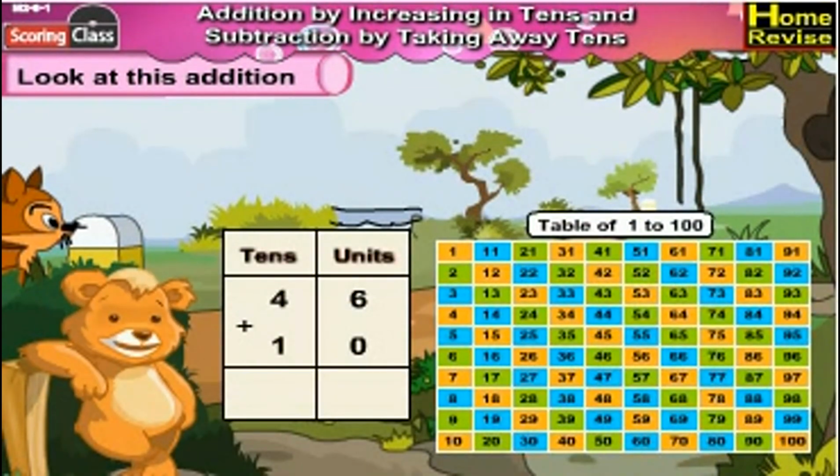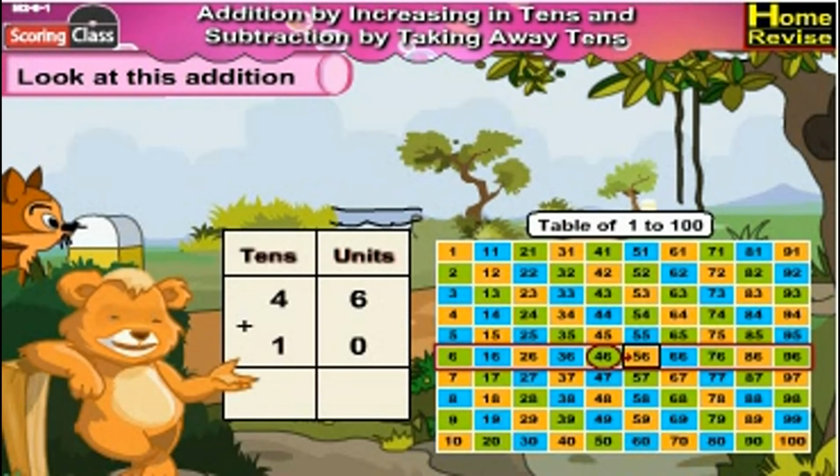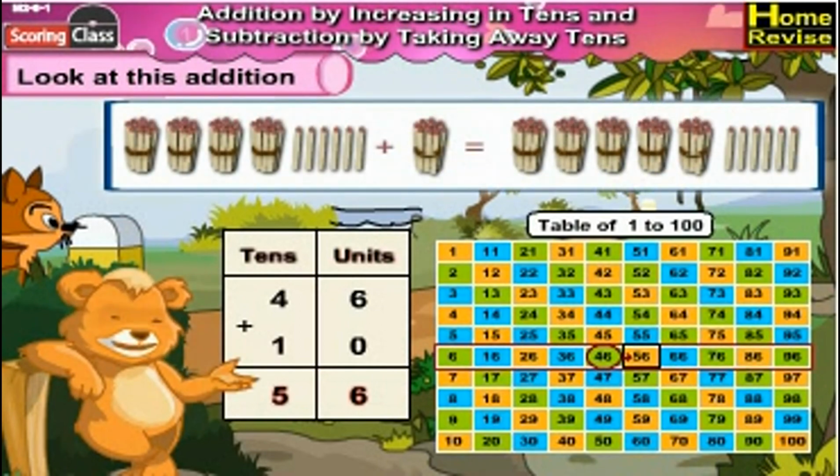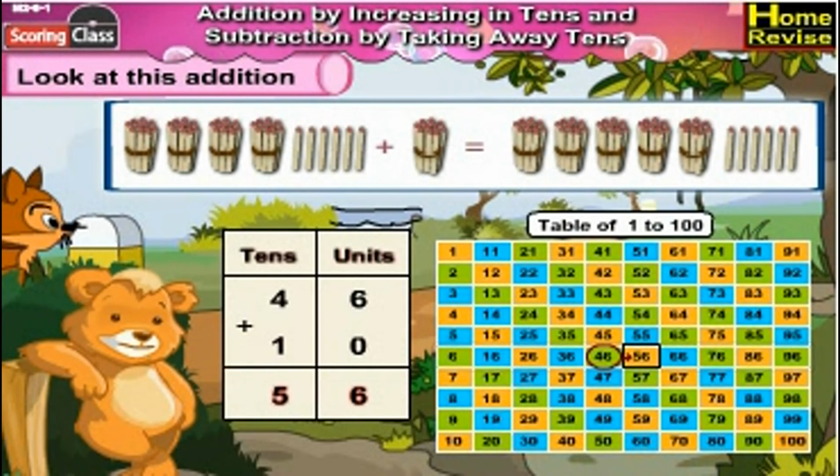46 plus 10. In the table of 1 to 100, here is 46. Now, the number in the next right column of the same row is 56. So 46 plus 10 is 56. That is, 46 plus 10 means 1 ten is added. First there were 4 tens and now we have 5 tens.